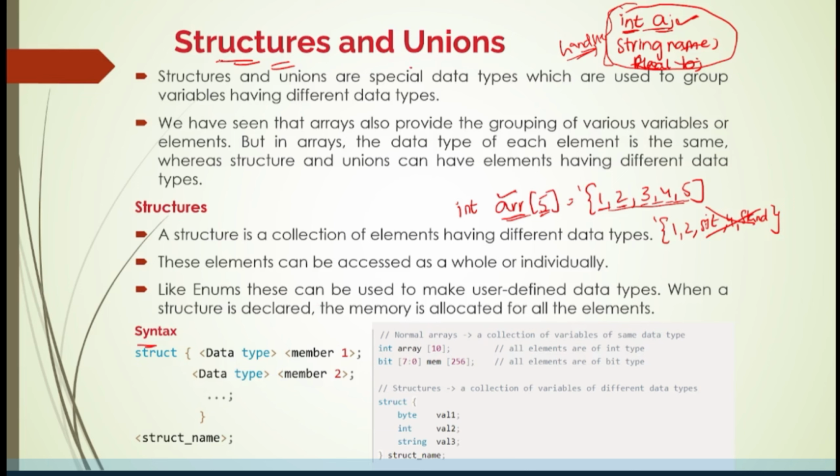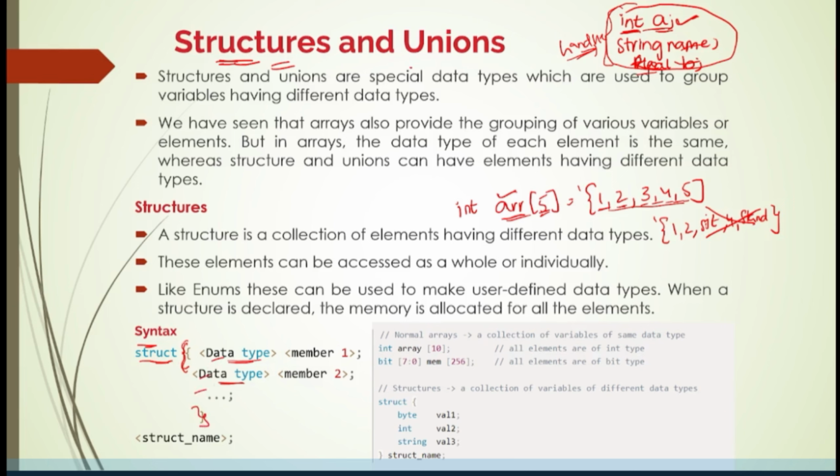Now let us see the syntax of how we are going to write the structure. When you want to group different data types together, you should do it by using a keyword named struct, followed by curly braces. Within these curly braces, you can mention whatever data types you want. Just like you see here, int, string, real, all these data types you can mention here, and then you can close this.